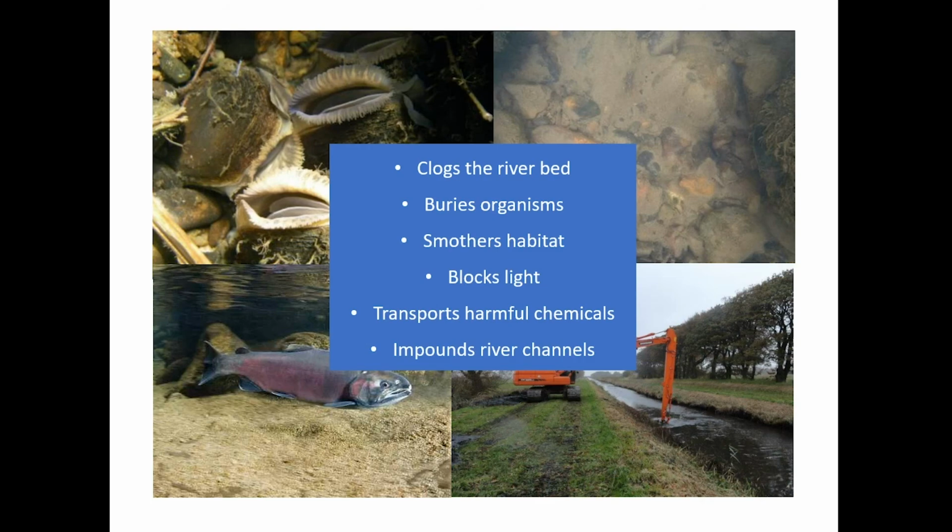So what happens when it gets to river environments? It clogs the riverbeds, reducing oxygen exchange. It buries and smothers organisms that live there. It creates a homogeneous habitat with very low diversity. It blocks light, affecting primary production and having other knock-on effects on the trophic web. It can also transport harmful chemicals. So when we think about agricultural sediment runoff, this could be insecticides, pesticides, or nitrates and phosphates. And it also impounds river channels. So this can have an impact on migratory species, but also has impacts on water supply requirements.